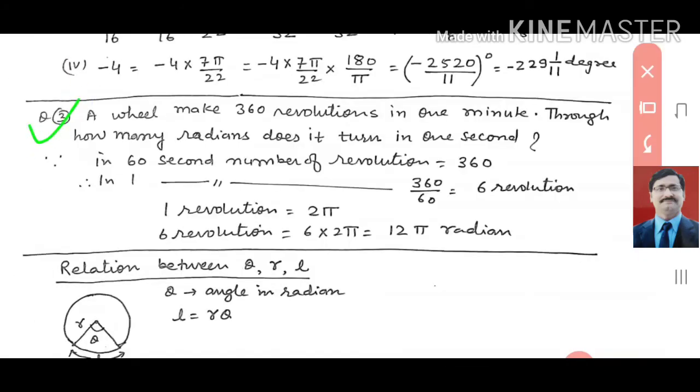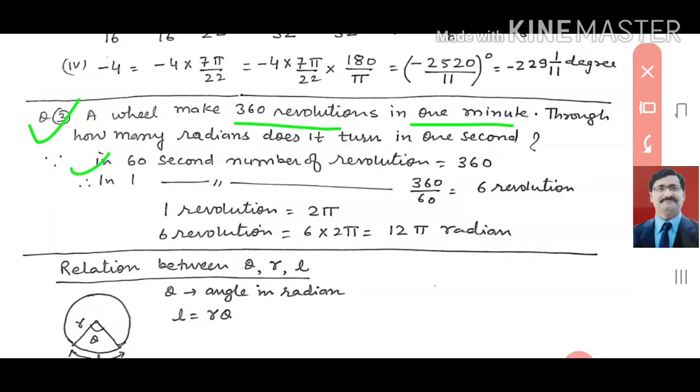Look here, now question number 3. A wheel makes 360 revolutions in 1 minute. Through how many radians does it turn in 1 second? Look here, in 1 minute 360 revolutions. 1 minute means 60 seconds.